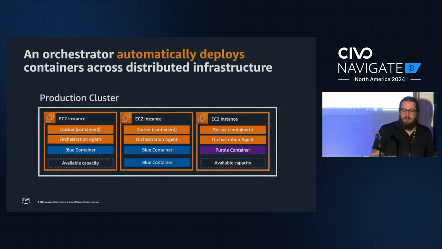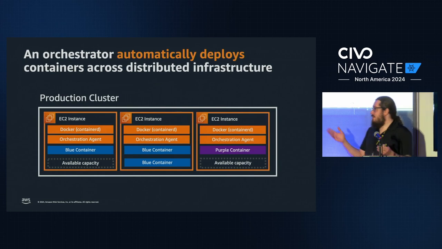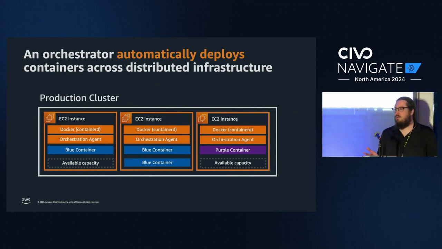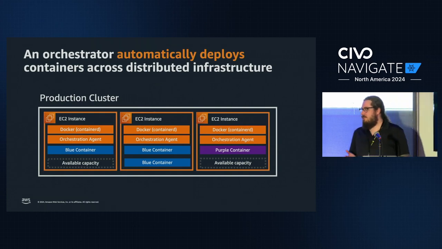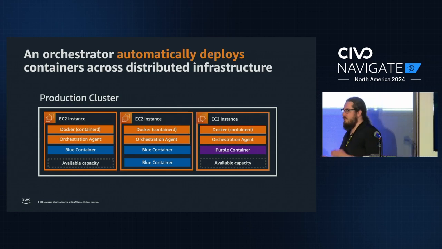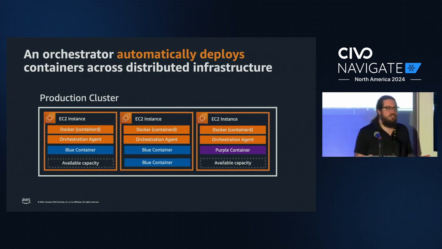Here's how that works. So here is an example of 3 EC2 instances. These are VMs, which roughly map to the underlying hardware inside of an AWS data center. And you can see that they're running a few different components now. They're running Docker or containerd, and they're running an orchestration agent, which lives on that host and makes that host something that can be controllable by an external orchestrator. The external orchestrator is going to launch containers on that host.